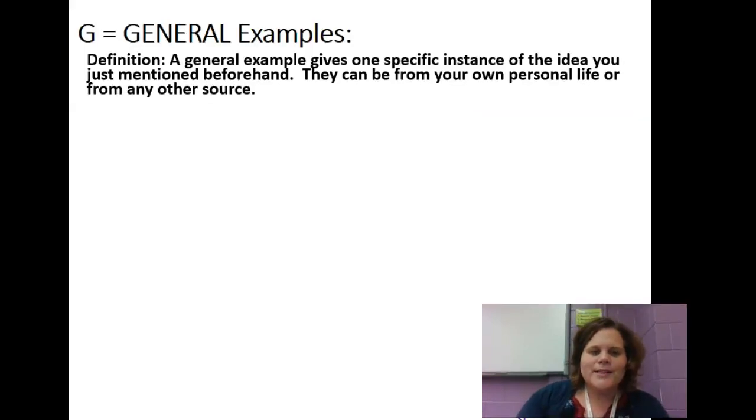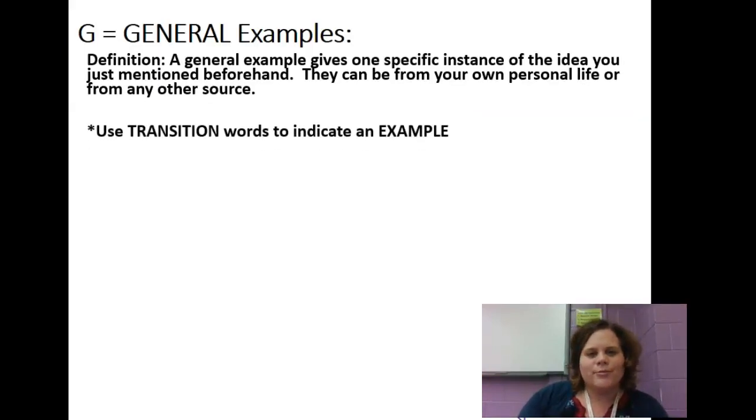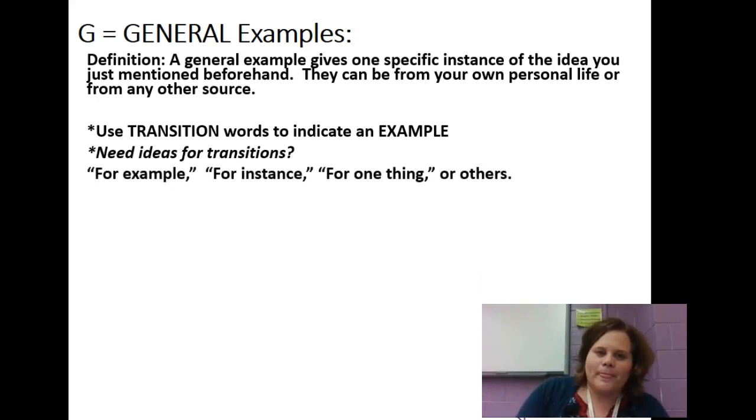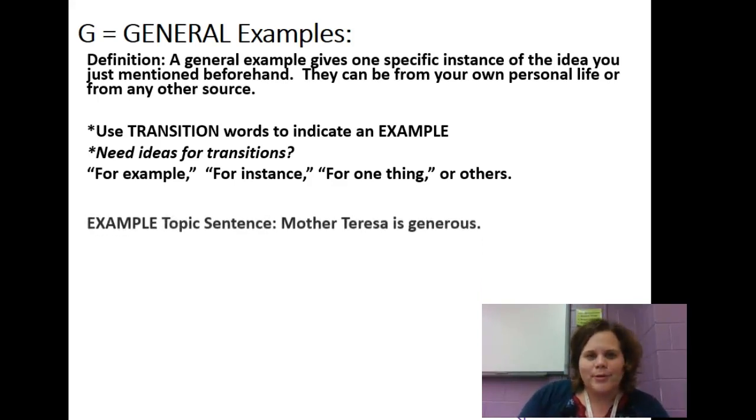Sorry, slight glitch. So the big deal is you want to make sure you use transition words to indicate an example. If you don't know what transitions you might use, this is kind of obvious, but you might say, for example, or for instance, or for one thing. You're just kind of indicating that the next thing you're going to say is an example about what you just said.